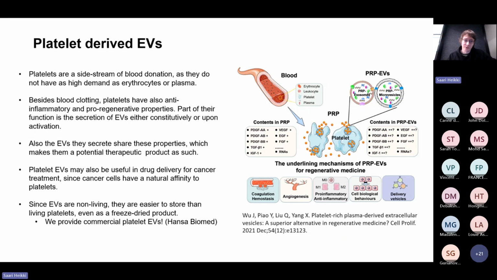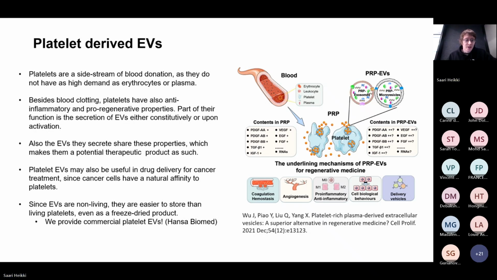Besides blood clotting, platelets do have other interesting properties that are anti-inflammatory, regenerative, that are needed in the wound healing process. And part of their function is also to secrete EVs upon activation or also before activation. And these EVs do carry similar molecules as the platelets themselves, so they do have these regenerative properties as well, which makes them a very interesting potential therapeutic product.